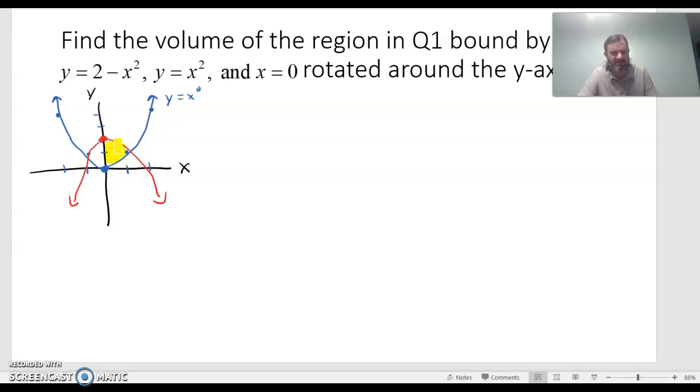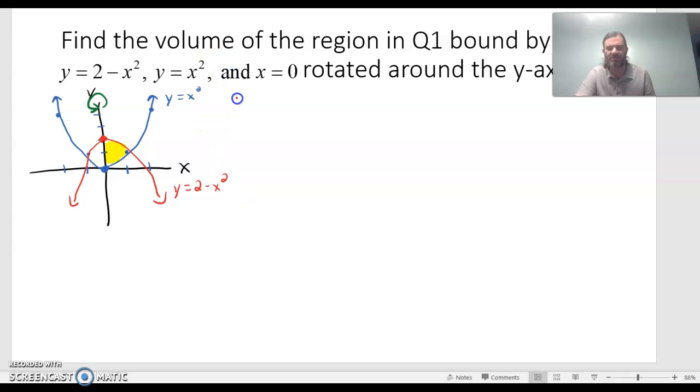Okay, and it says we're going to rotate that around the y-axis. So we already kind of have the mirror image on the other side, but that wasn't the region that we put in there. This bottom one was y equals 2 minus x squared.